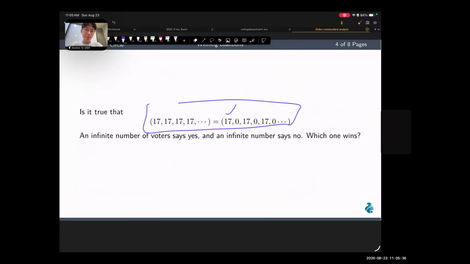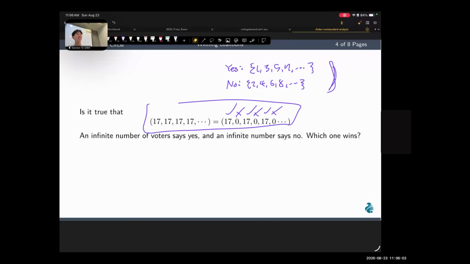Do we all see why we get a problem here? All the odd number voters are going to say yes. All the even number voters are going to say no. So here we have voters 1, 3, 5, 7, and so on are going to vote yes. Voters 2, 4, 6, 8, and so on are going to vote no. Which one wins? Which one is bigger?